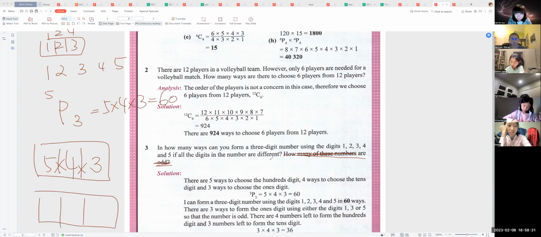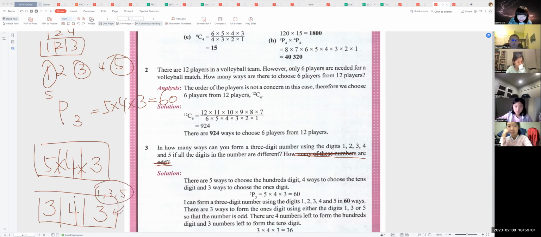Say, how many of them are odd? So in 1, 2, 3, 4, 5, you can only put 1, 3, 5 in the last place. And can you still put 5 in the front? No, because that number has been used. So you're doing it backwards. The middle one is still 4, and the first one has one removed, so only 3 numbers are left. Understand, everybody? Because one of 1, 3, 5 has already been chosen for the last number.